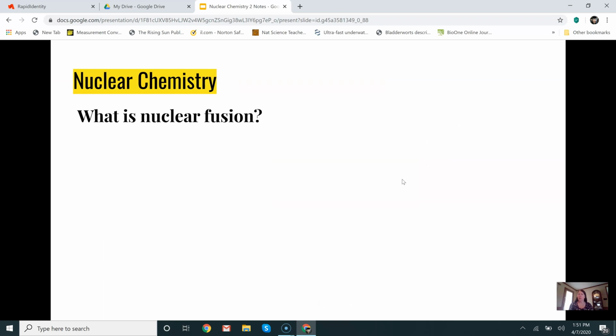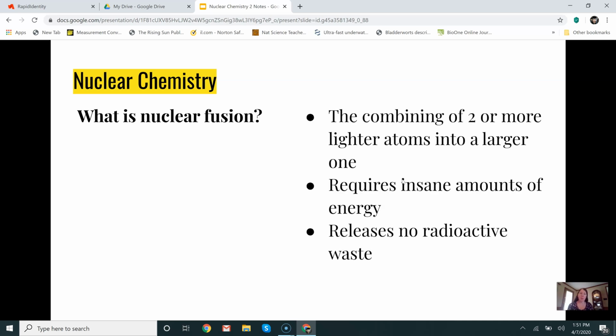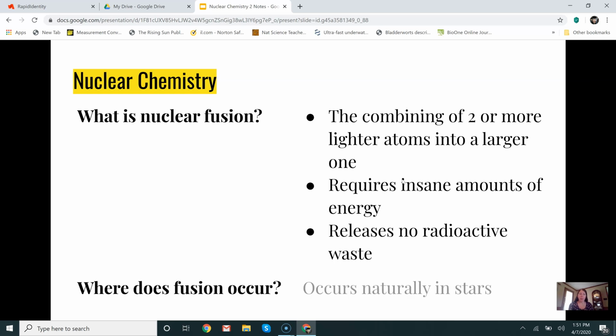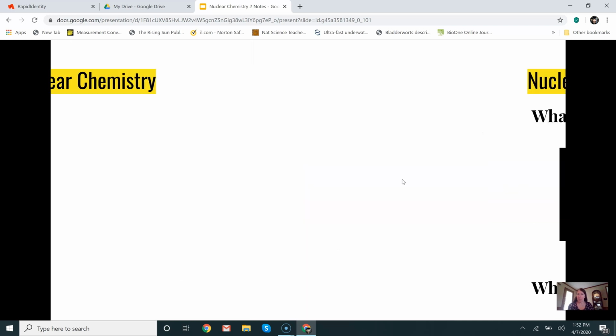When we look at fusion, it's the opposite. We're combining atoms. Just think of the word fuse. We're putting things together, right? So we're combining two atoms to create a different, larger element. And this is going to take a whole lot of energy. And it's interesting that it occurs naturally. We see this in the stars. And because it is a natural process, we don't have any waste products created, like we do when we're looking at fission.